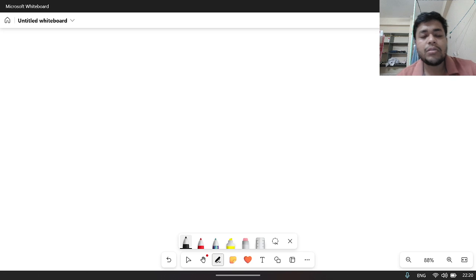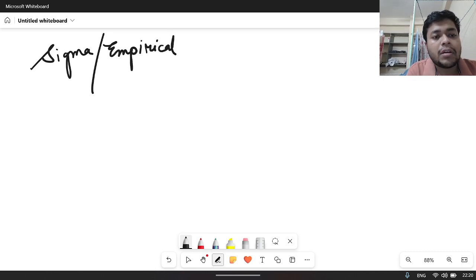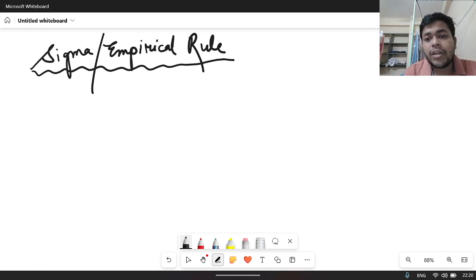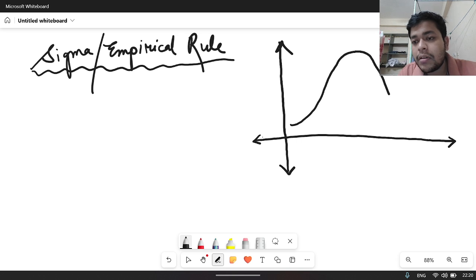It will be better if you know this rule. This is called the sigma or empirical rule. So what is there in this rule? This is a normal distribution curve. Let me give the values.